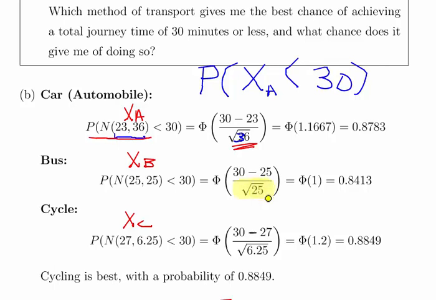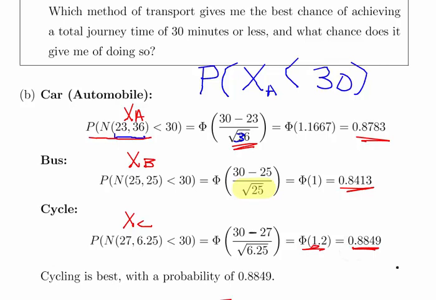Likewise, 30 minus the mean 25, divided by the standard deviation, which in this case is 5. 5 divided by 5 gives us 1 as a Z score. The phi function of 1 is 0.8413. And finally, the same again, 30 minus 27 divided by the square root of 6.25. Z score is 1.2. The phi function of 1.2 is 0.8849.